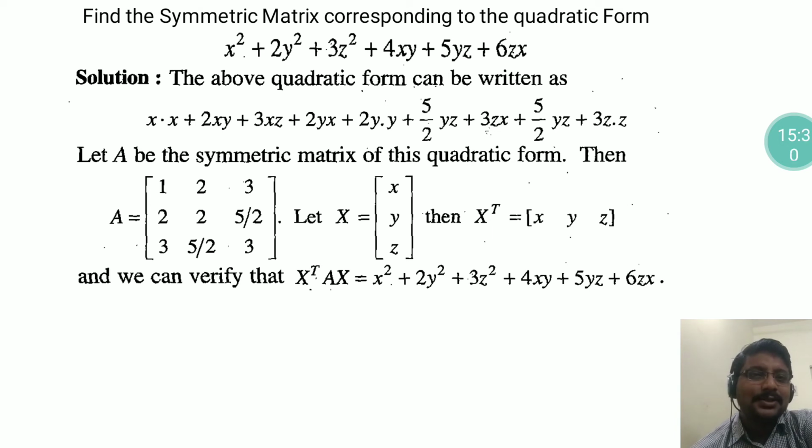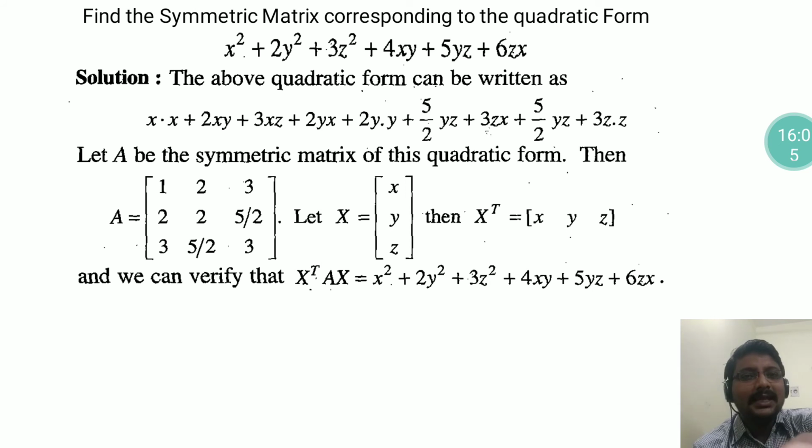4xy can be written as 2xy plus 2yx. 5yz can be written as 5 by 2 yz plus 5 by 2 zy. 6zx can be written as 3xz plus 3zx. So like this we have to split the given expression, and we can write the symmetric matrix A. Capital A is the matrix of 1, 2, 3, 2, 2, 5 by 2, 3, 5 by 2, 3.